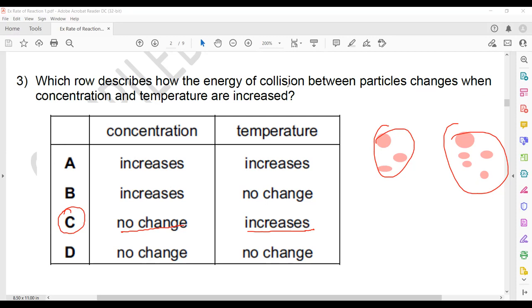How does concentration affect rate? Because high concentration means more collisions. When we have high concentration, there are more collisions, but the speed of the collisions will be the same. For example, if this was at 30 degrees centigrade, this is also at 30. So when they're colliding, they will collide with the same speed. Like this was having 10 meters per second, this will also have 10 meters per second. But the number of collisions at high concentration will be more compared to low concentration.